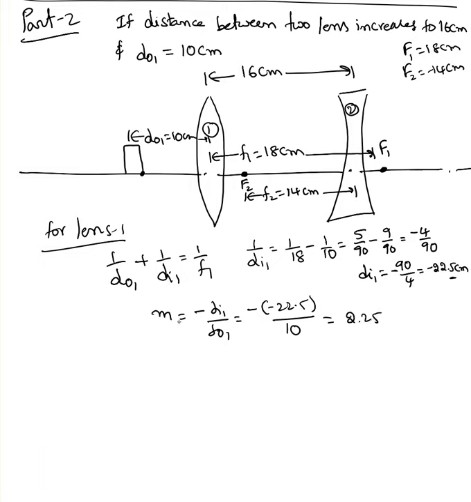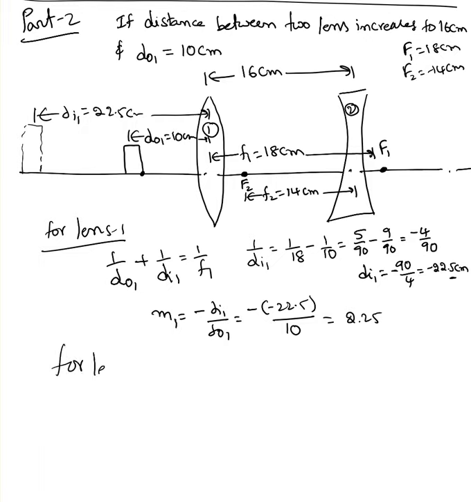So this is m1, so this is going to look like 2.25 times bigger than the object. And this is 22.5 centimeters away. So this is the distance of image 1, which is 22.5 centimeters.